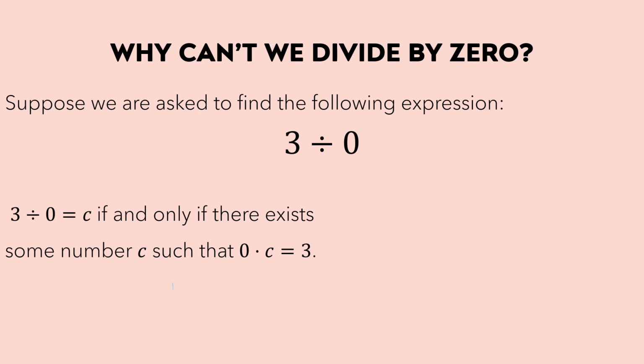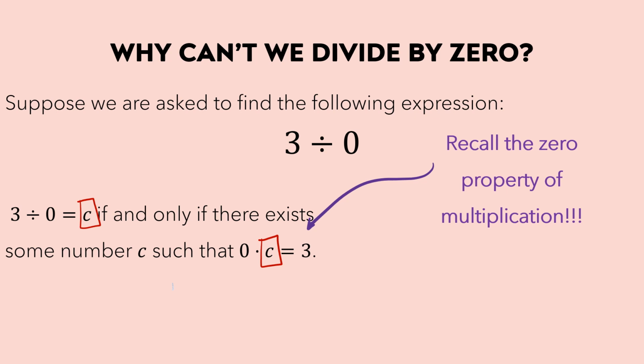Now, a more formal way to prove this involves thinking of this as a missing factor problem. All right, so 3 divided by 0 equals C if and only if there exists some number C such that 0 times C, that's the missing factor, which earlier we drew as just a little box. So if 3 divided by 0 equals blank, then that tells us that 0 times blank equals 3.